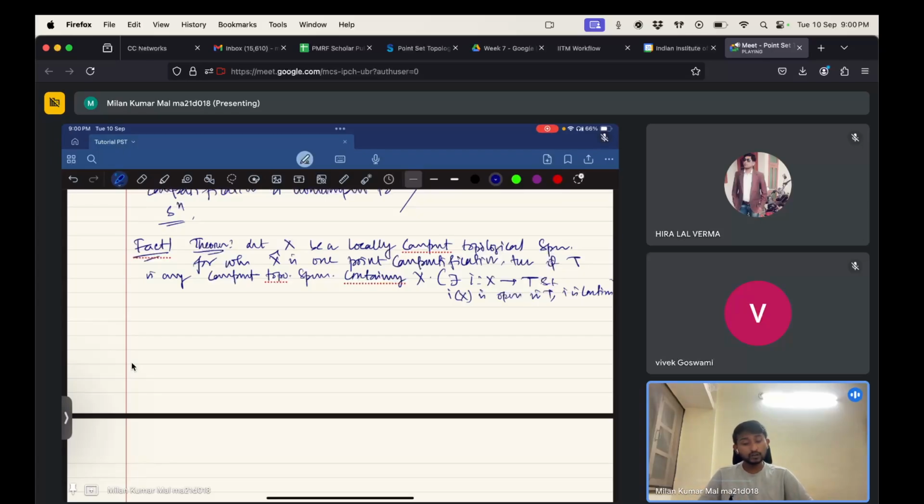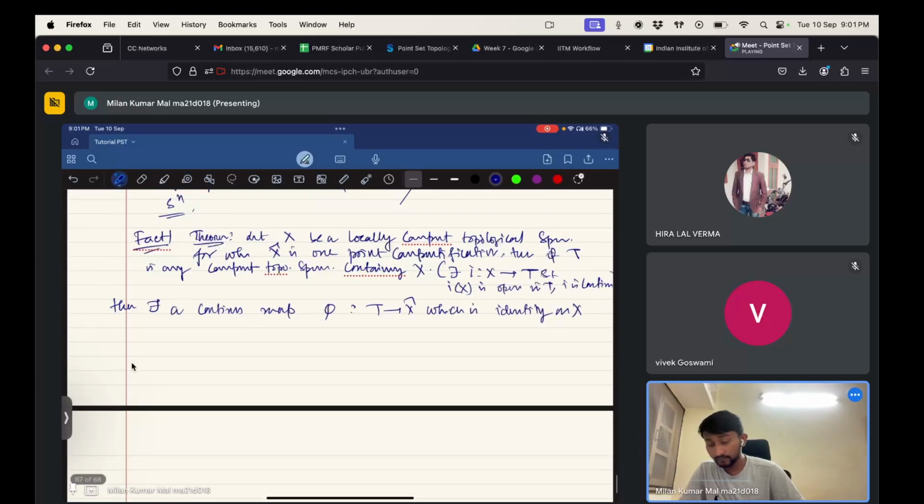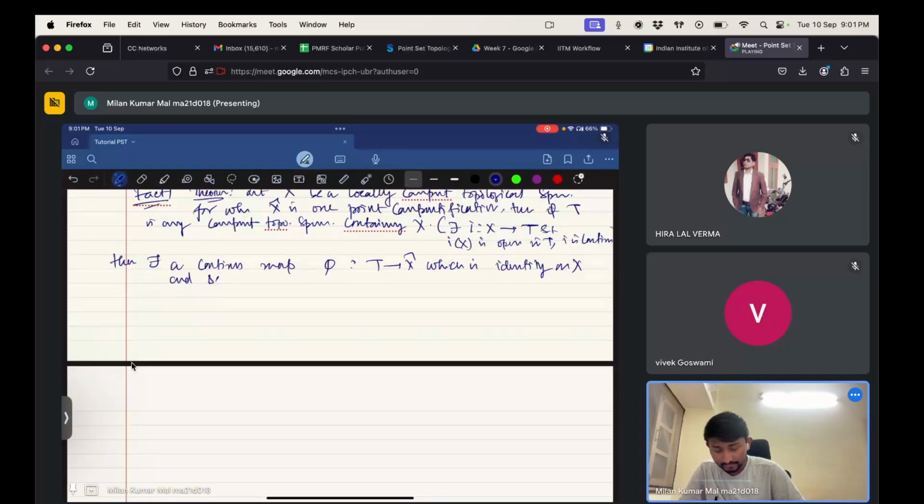So the point is that X is a locally compact topological space with X cap its one point compactification, and let T be a compact topological space containing X. Then there exists a continuous map, this is the existence proof, from T to X cap which is the identity on X, and sends all the elements of T minus X to the point p naught, the extra point of the one point compactification.